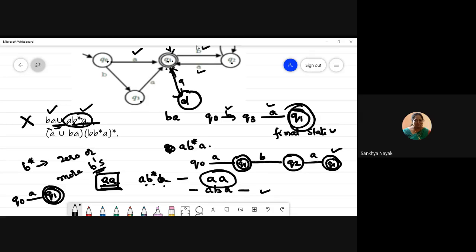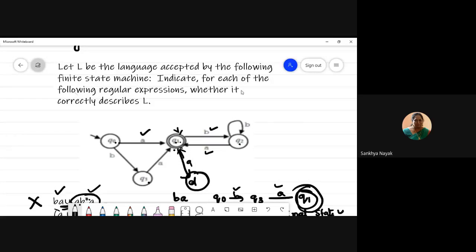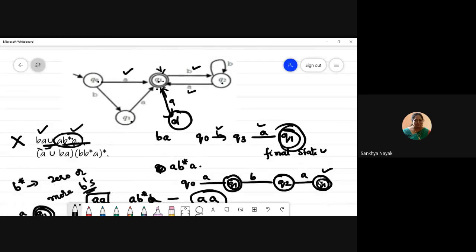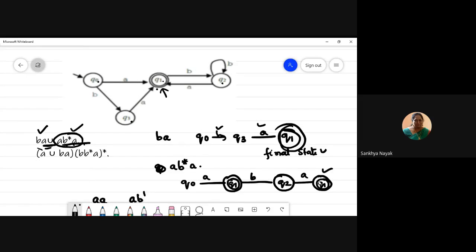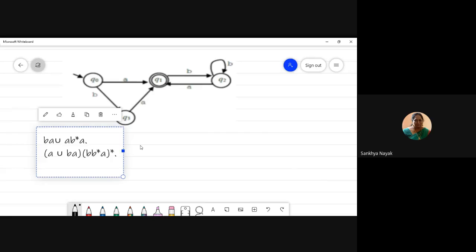So the first one does not describe the language. Okay, so the question was whether it correctly describes the language. The first one does not describe the language because it cannot accept AA. I hope this is clear. You have to draw the pictures like that and explain. Okay, what about the next one?